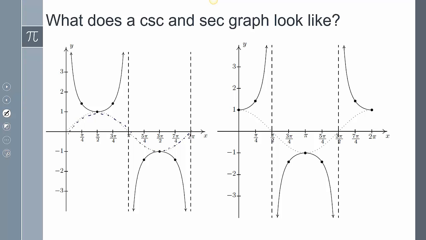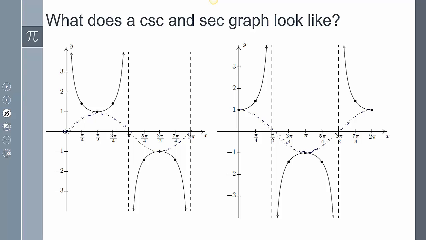That looks like a sine graph, and that looks like a cosine graph. Now the thing about that is the way that we can construct our cosecant and secant graphs is from the sine or cosine graph, and we use that information there to be able to create our secant graph.